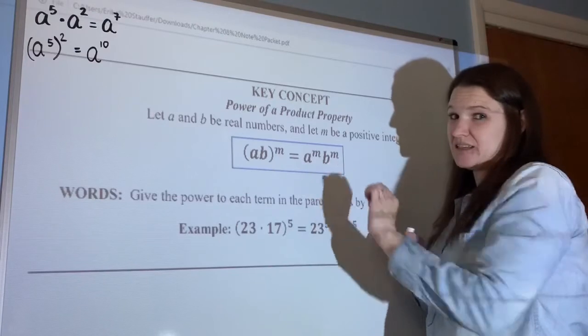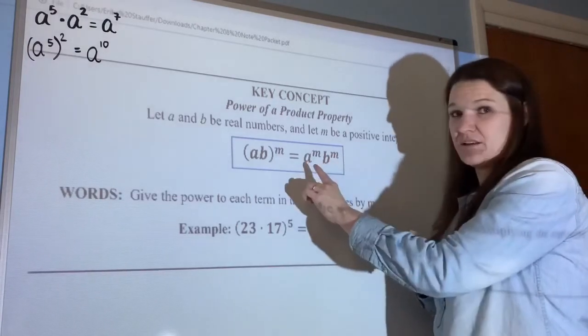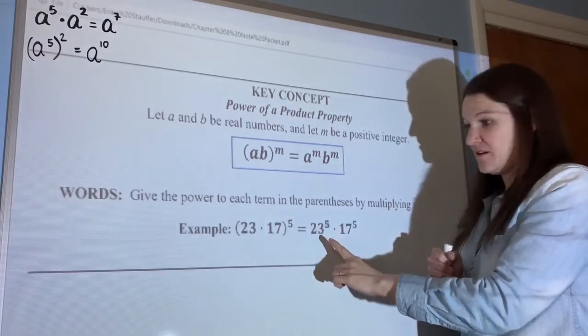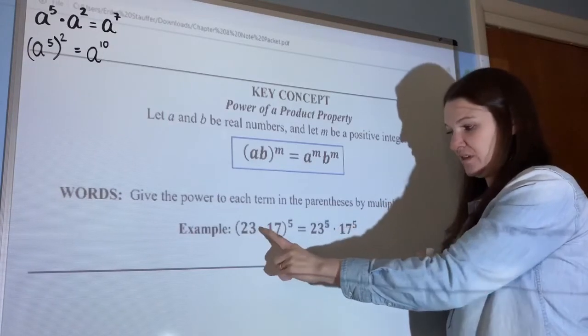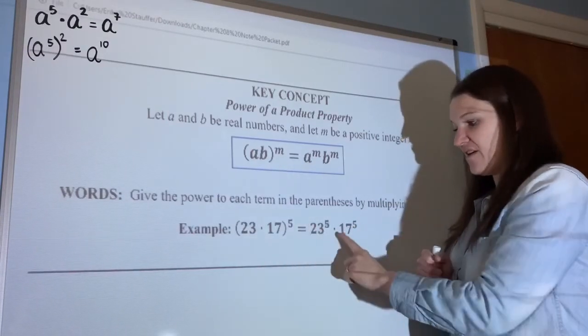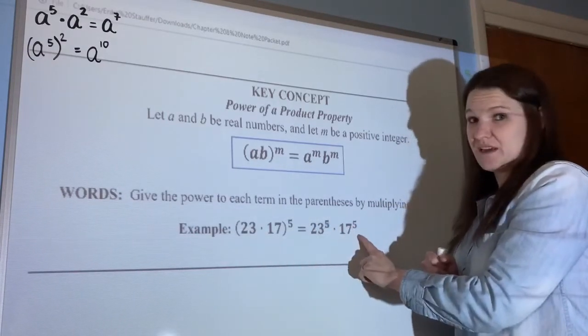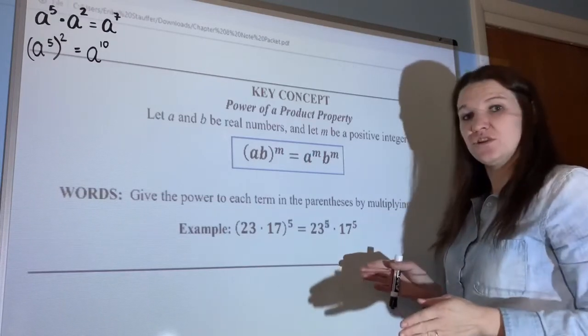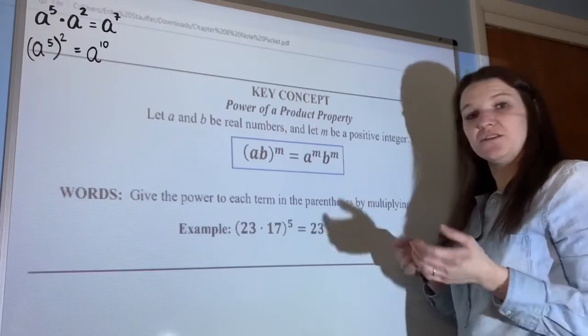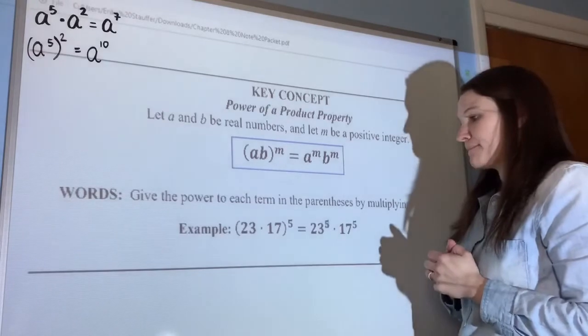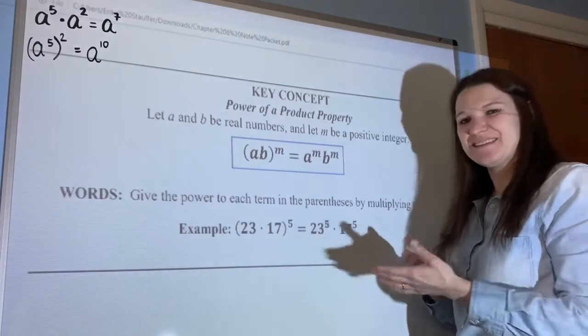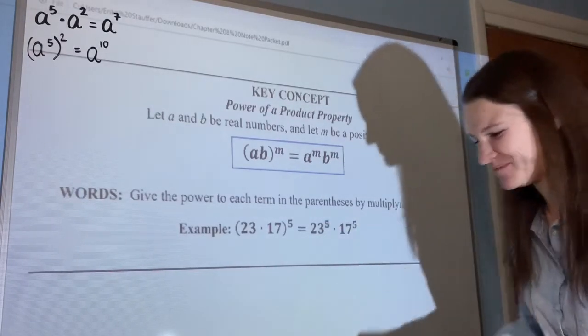Now our bases did not change here because they're different. Our bases are staying the same, so the 23 is being taken to the power of 5. This 17 is also being taken to the power of 5. So it's important to know that your bases stay the same because they're not the same bases. So let's look at some examples.